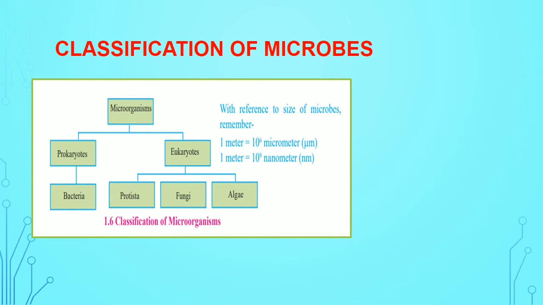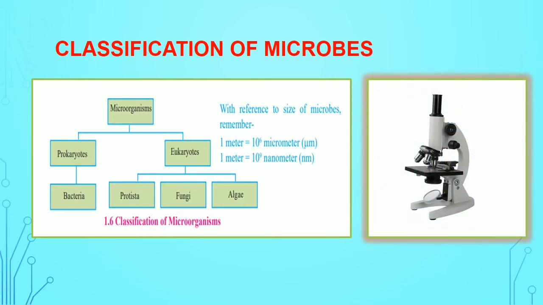Microbes are very small and these microbes are measured in micrometer and nanometer. You have to remember 1 meter is equal to 10 raised to power 6 micrometer, while 1 meter is equal to 10 raised to power 9 nanometer. These microbes are so small that we cannot observe them with the naked eye. For the observation of microbes, we have to use a microscope.